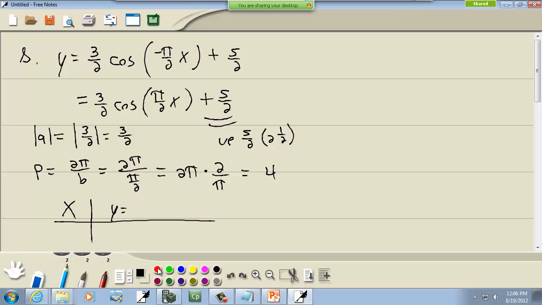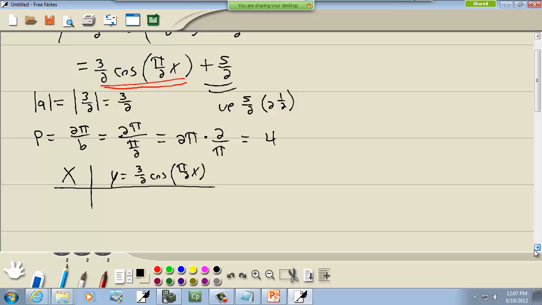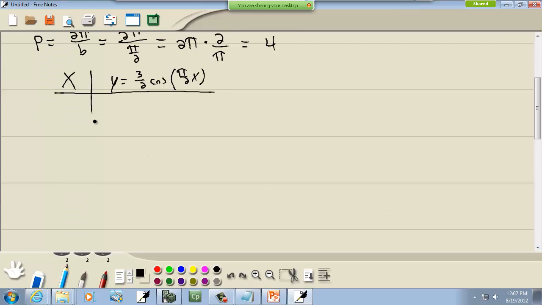So we're going to build our chart. And again, what I'm going to worry about is just this first part right here. And then I'll shift the entire thing up 2.5. So I'm looking at graphing 3 halves cosine of pi over 2 x. And we said our period is 4. So this one will go from 0. That's always 0. And this is 4. This is always our period.